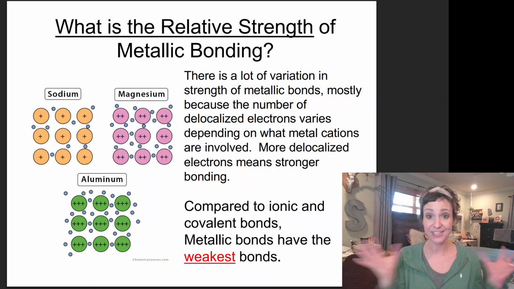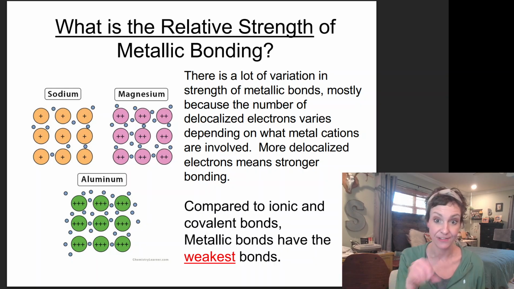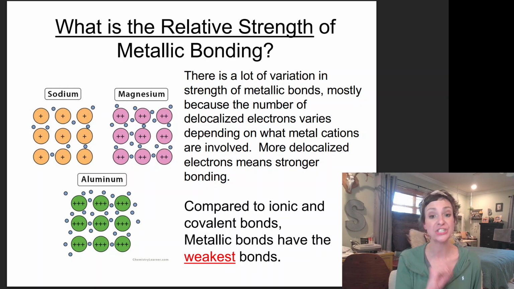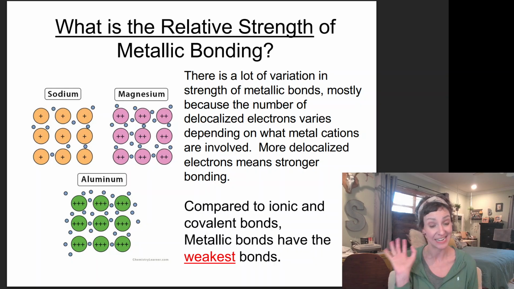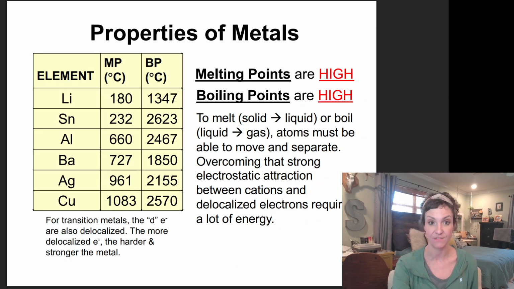Okay. So like I said, there's a lot of variation in the strength of metallic bonds, mostly because the number of delocalized electrons varies depending on what metal cations are involved. More delocalized electrons means stronger bonding. So compared to ionic and covalent bonds, metallic bonds have the weakest bonds. So this is the relative strength of metallic bonding. I think in our intro lesson, we wrote at the very bottom the relative strengths, and yes, y'all, the metallic bonds, if I were to overall compare them, which there is some variety within different types of metals, but if I were to overall compare them, the metallic bonding type is the weakest of the bond types.